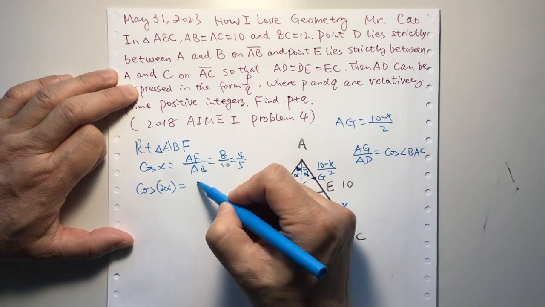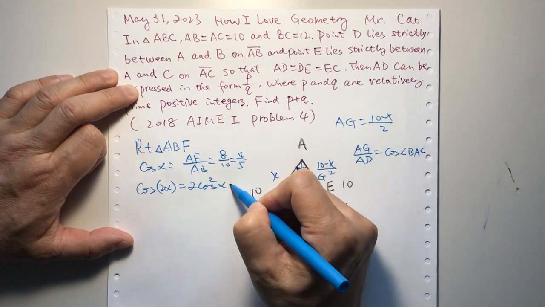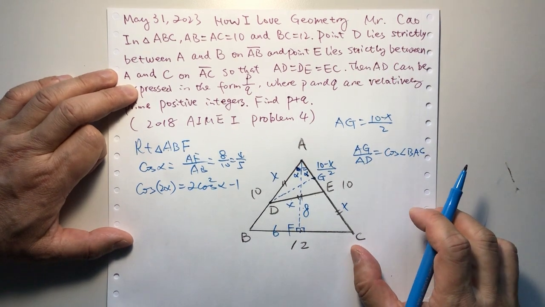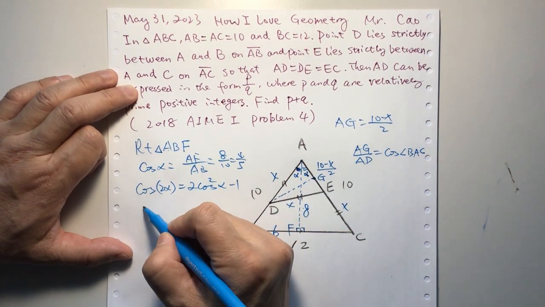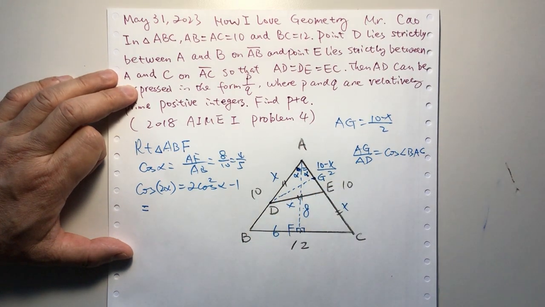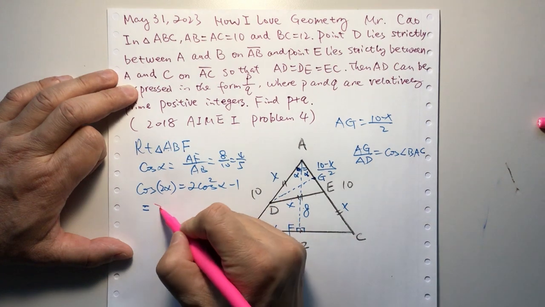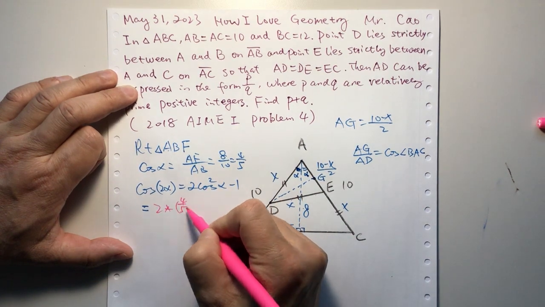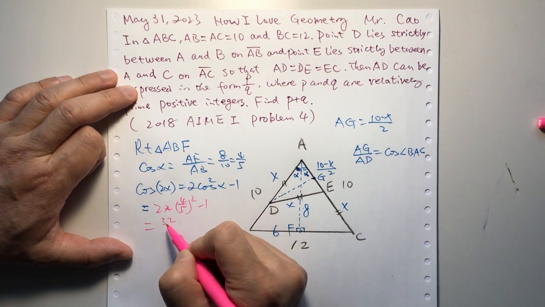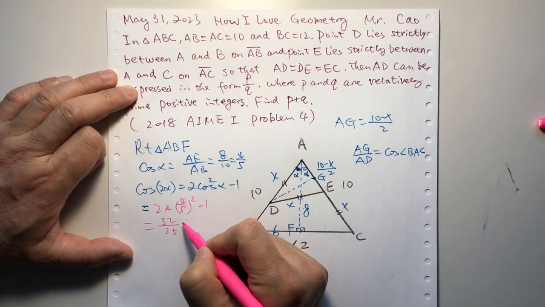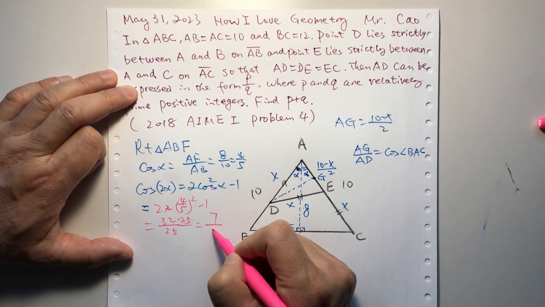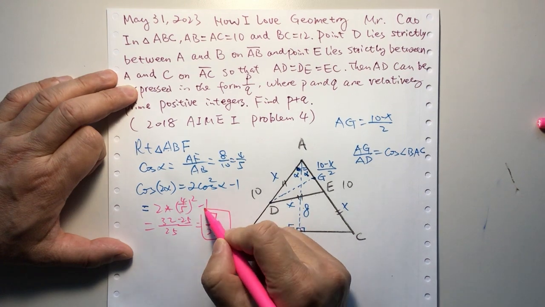If we know cosine alpha, we can easily get cosine 2 alpha, right? Cosine 2 alpha, we can use 2 cosine squared alpha minus 1. Let us calculate it: 2 times 4/5 squared minus 1. So 2 times 16 over 25, that's 32 over 25, minus 1, minus 25 over 25. So how much is it? 7/25. Now we got this, right?